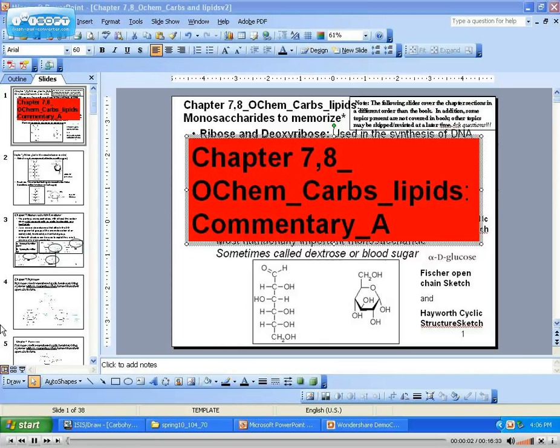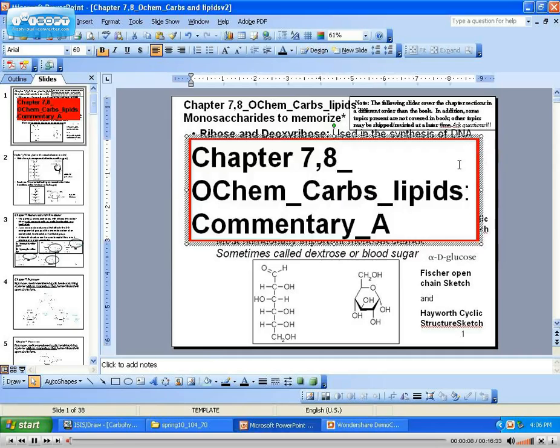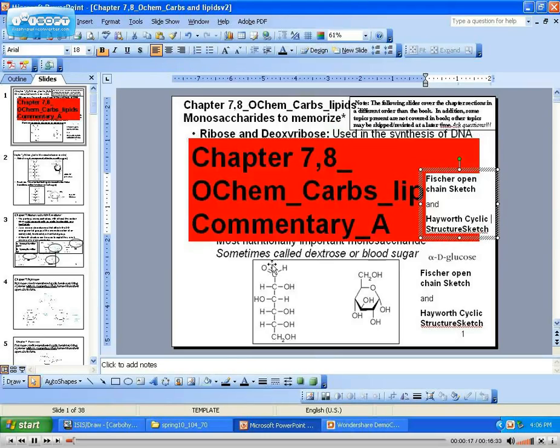This is the commentary for the chapter 7-8, version 2, organic chemistry, carbohydrates, lipids chapters. Let's go ahead and begin.